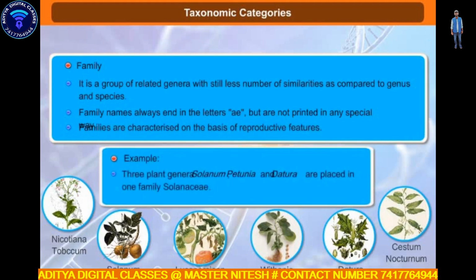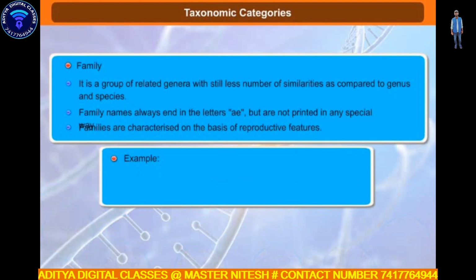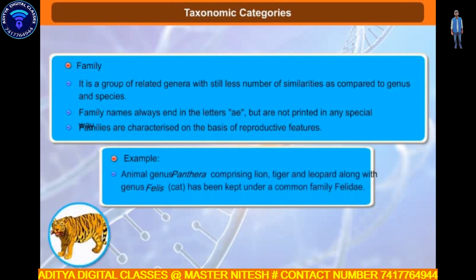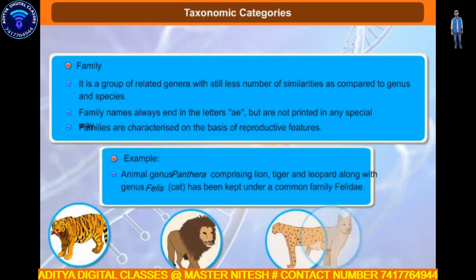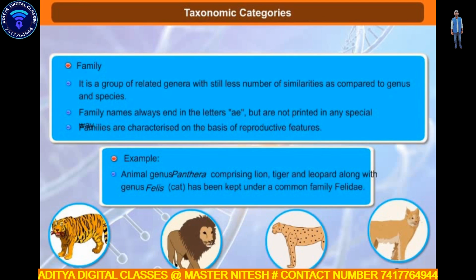Examples: 3 plant genera, Solanum, Petunia, and Datura, are placed in one family, Solanaceae. Animal genus Panthera, comprising lion, tiger, and leopard, along with genus Felis, cat, has been kept under a common family, Felidae.